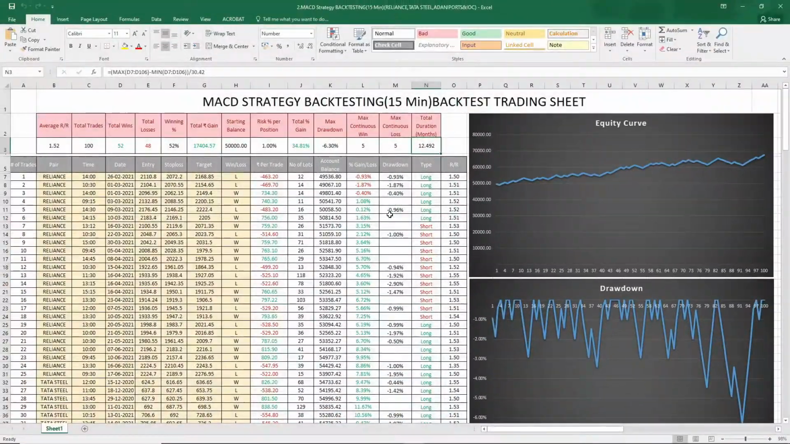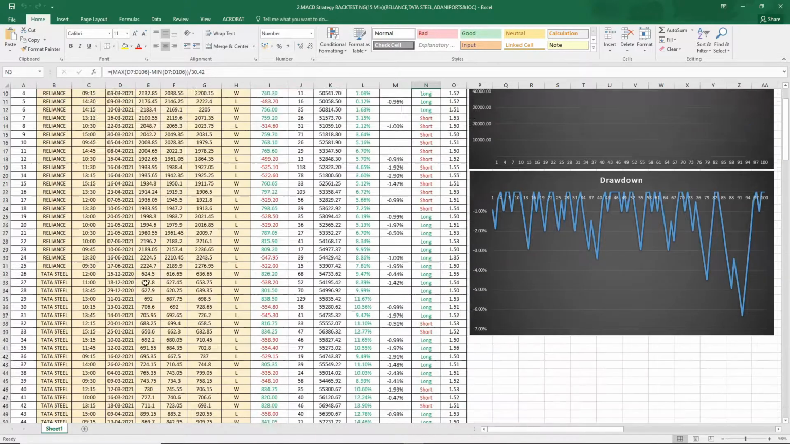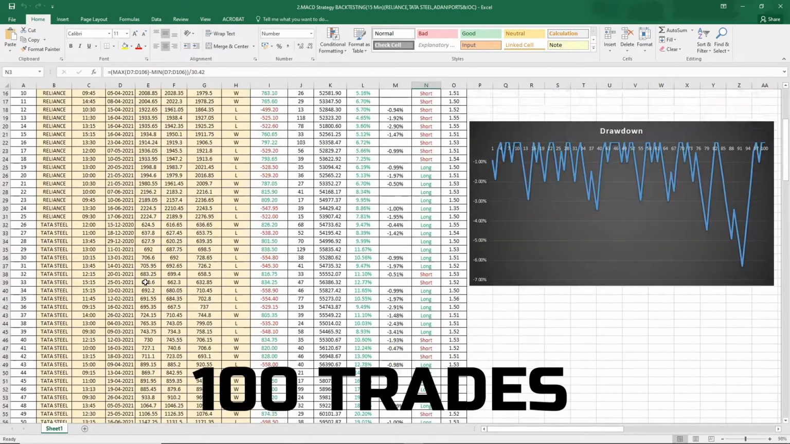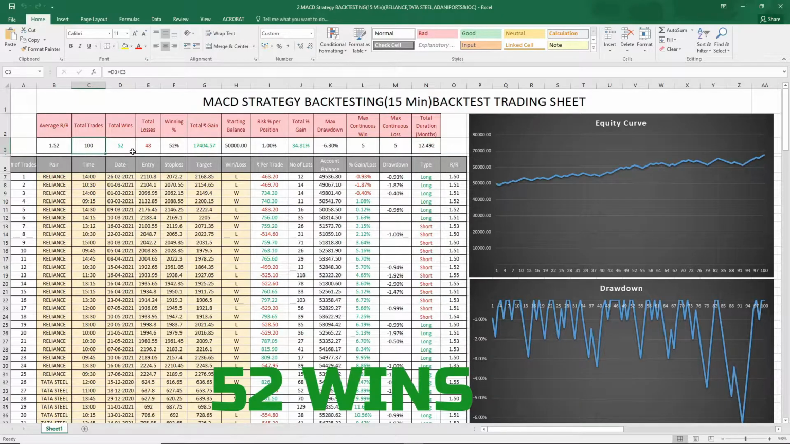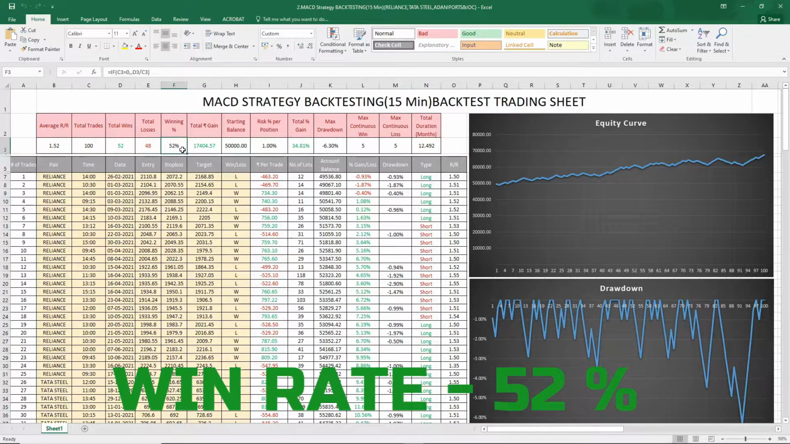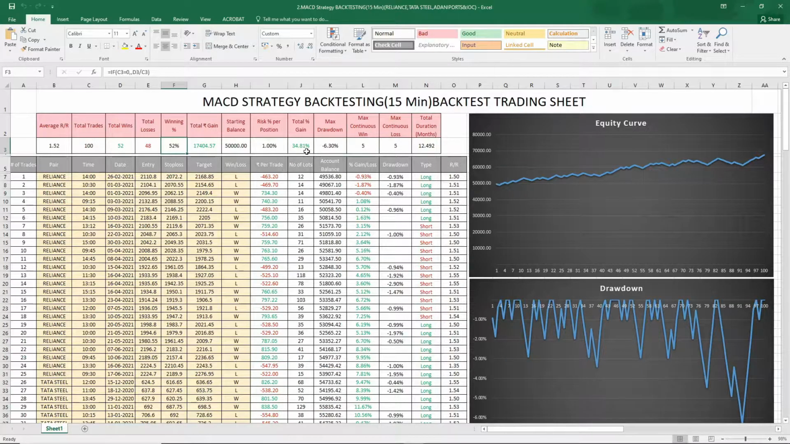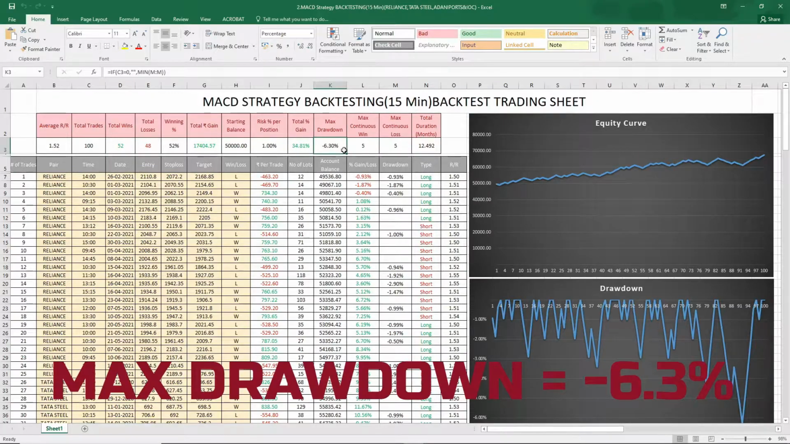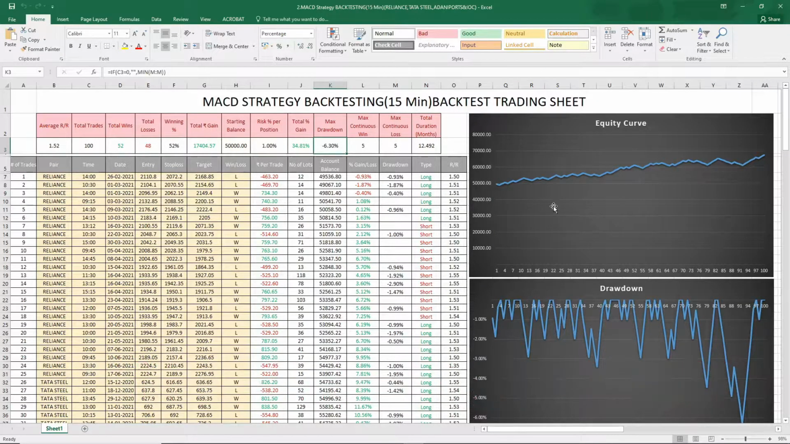So the tests are over. As you can see, my total number of trades was 100, out of which 52 were winners and 48 were losers. My winning percentage was 52%. Total gain in the account was 34.81%. Max drawdown is minus 6.3%. You can also see the equity curve and max drawdown curve.